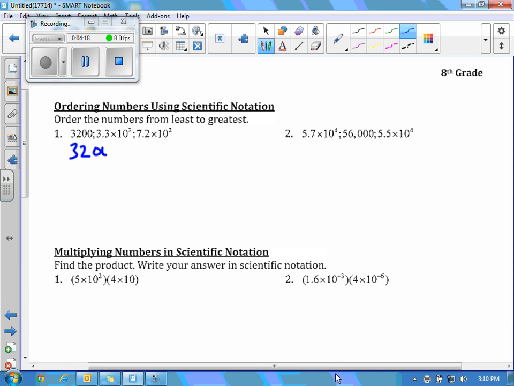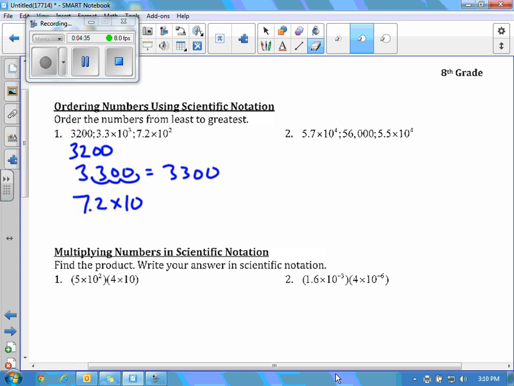So 3200 is already in standard form. For 3.3 times 10 to the third, I'm going to take my decimal and move it 1, 2, 3 places to the right. So I'll wind up with 3,300. And then for 7.2 times 10 to the second, I'm going to take my decimal and move it 2 places to the right. So I'll wind up with 720.